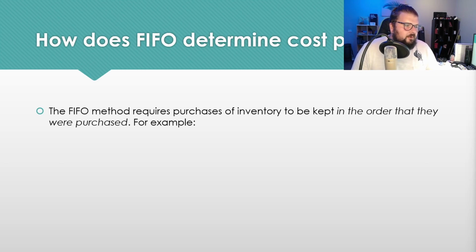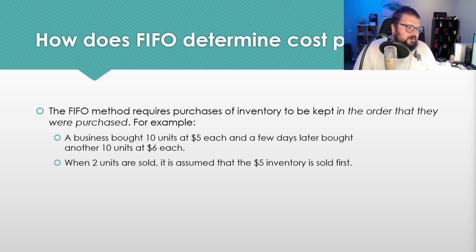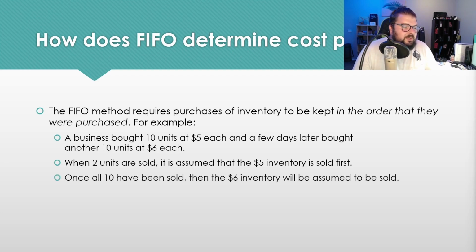So, FIFO method requires that purchases of inventory be kept in the order that they're purchased. For example, if we buy 10 units at $5 and then a few days later we buy 10 units at $6, then we assume that those $5 units are sold first because they were purchased first. First in, first out. This means that when 2 units are sold, we assume that it's going to be the stock that cost us $5. Only once we've sold all of those $5 bits of stock do we move on to the $6 bits.